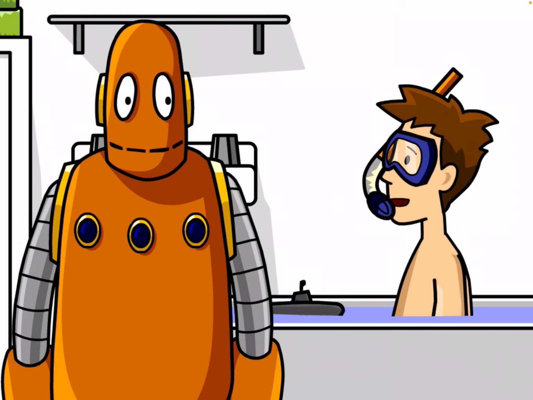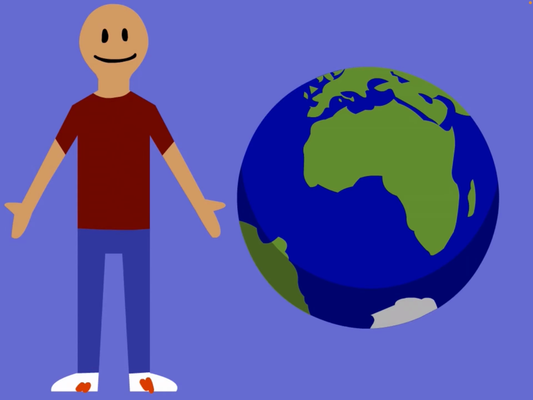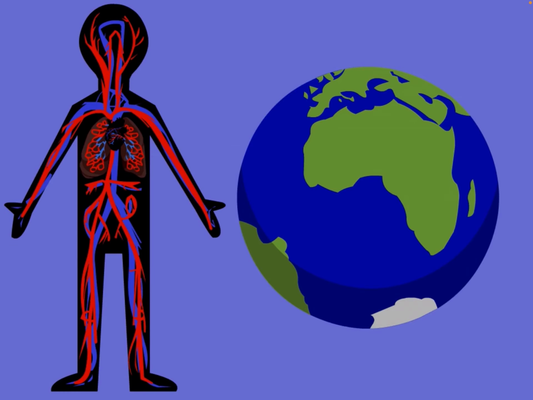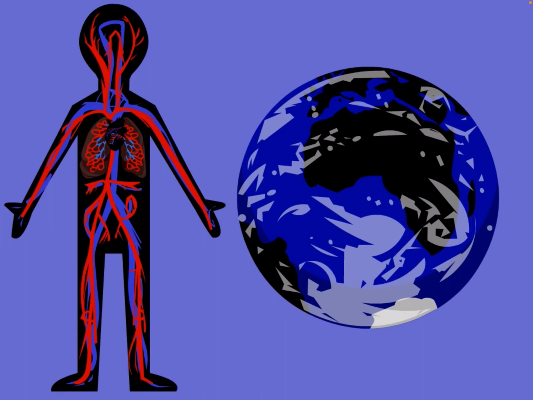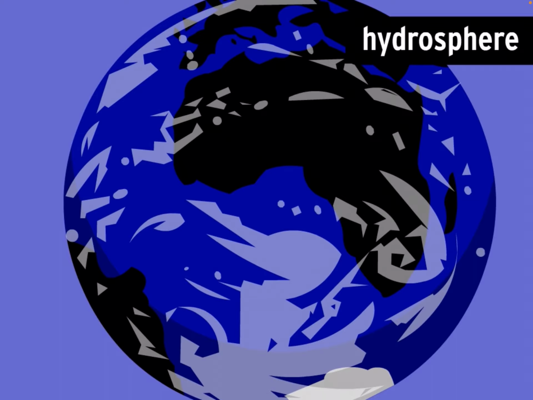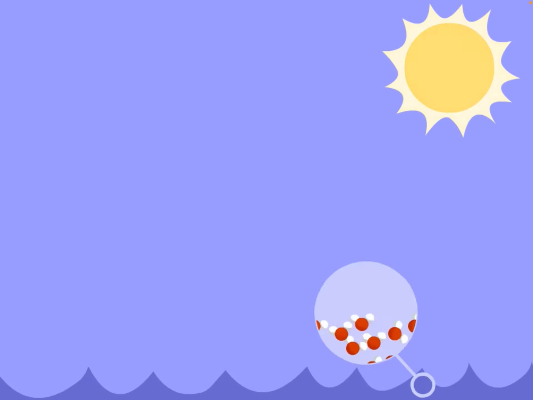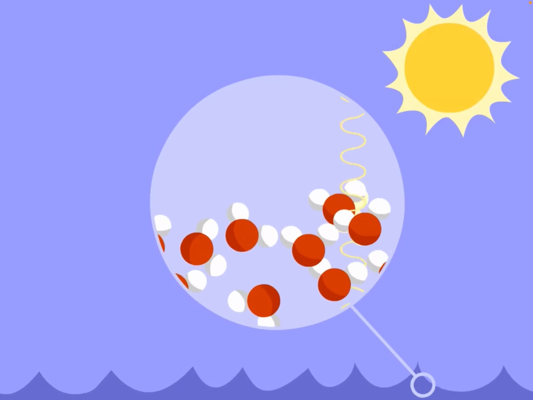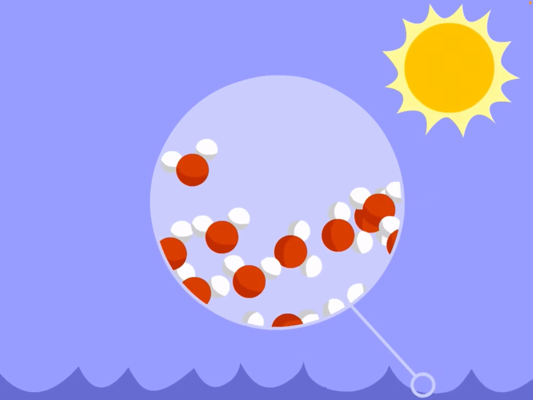Well, you can think of the water cycle as the Earth's circulatory system. Just like there's a fixed amount of blood circulating through your body, there's a fixed amount of water cycling around, over, and inside our planet. All that water is known as the hydrosphere. The sun is the heart that pumps water around the hydrosphere. Its heat energy breaks the bonds between water molecules, causing them to evaporate from oceans, lakes, rivers, even plants.